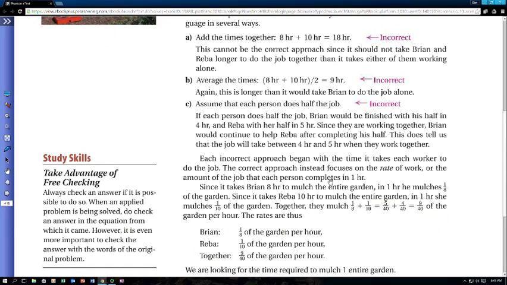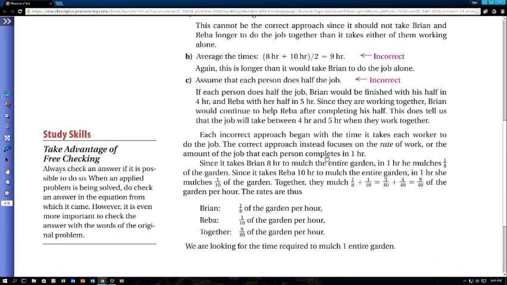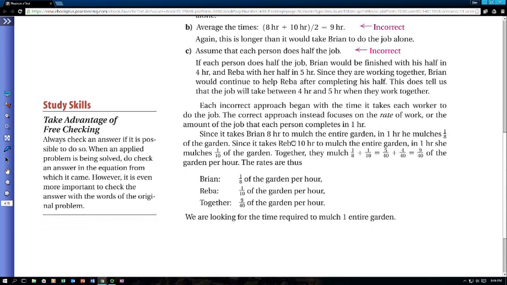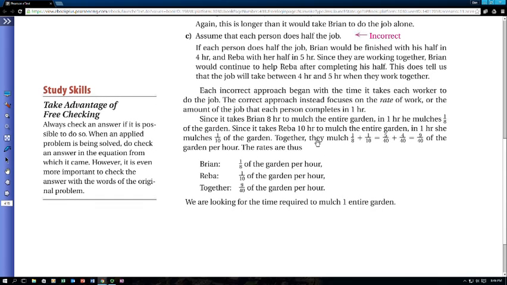Each incorrect approach began with the time it takes each worker to do the job. The correct approach instead focuses on the rate of work, or the amount of the job that each person completes in 1 hour. Since Brian takes 8 hours, he does 1/8 of the garden in 1 hour. And since Reba takes 10 hours, she does 1/10 of the garden in 1 hour.